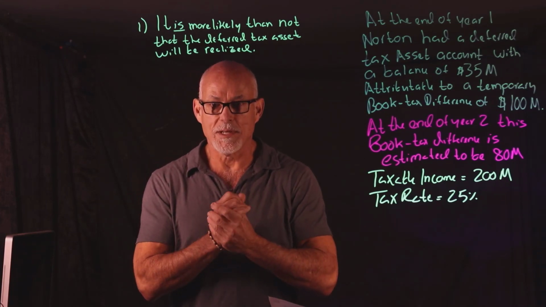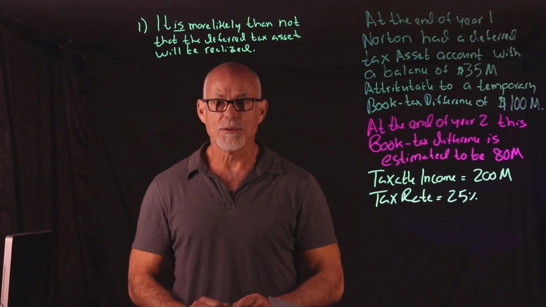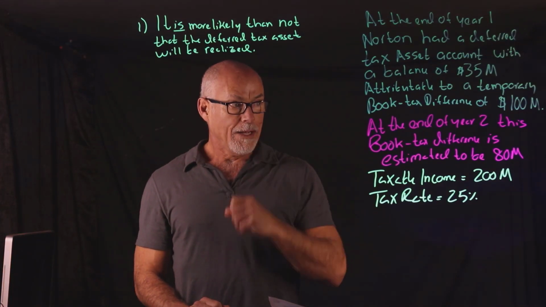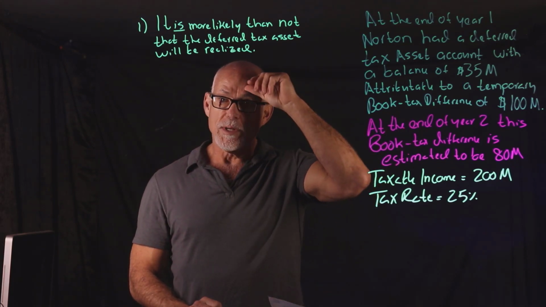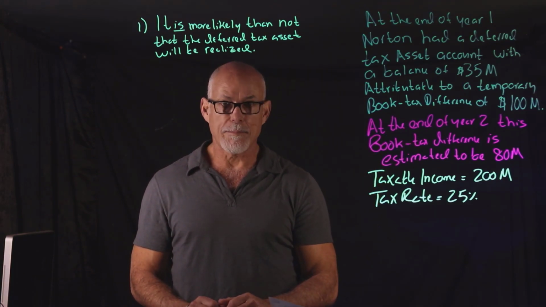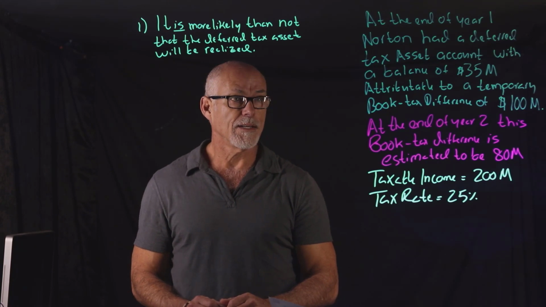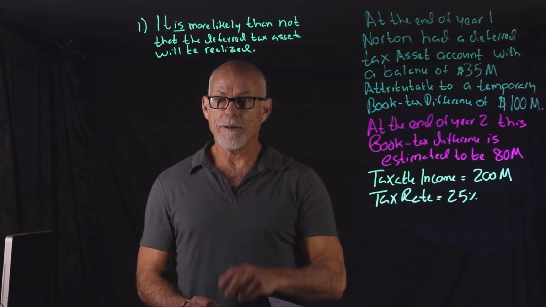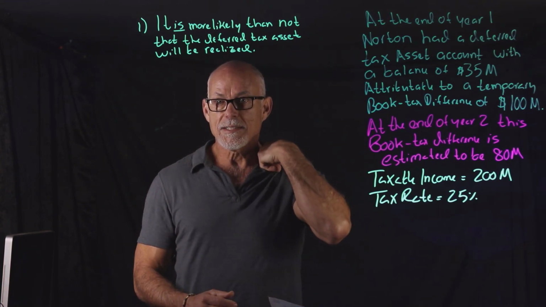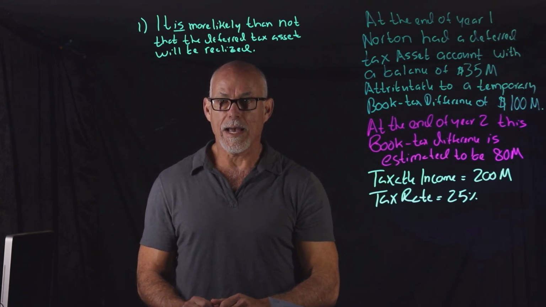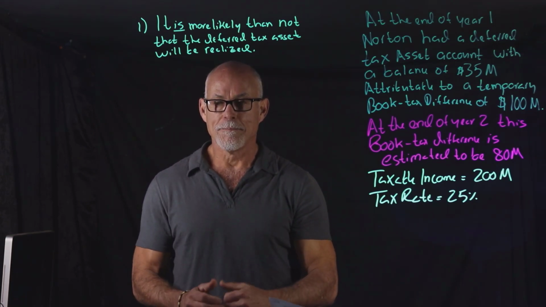Let's talk about this question number 4. Got a couple of issues in this one. We have another book to tax difference, which we'll be good at by the time we're done with these things. But the other thing that we're dealing with here is this likelihood of the asset being able to be realized.